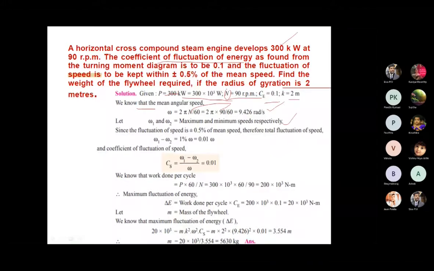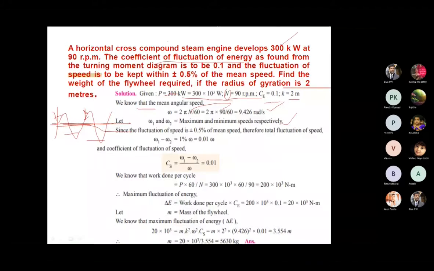Now, fluctuation of speed, as we already discussed in the turning moment diagram. This is the mean torque line. The curve lying above it is positive, plus. If it lies below, it is minus. So it is a plus and a minus, right?